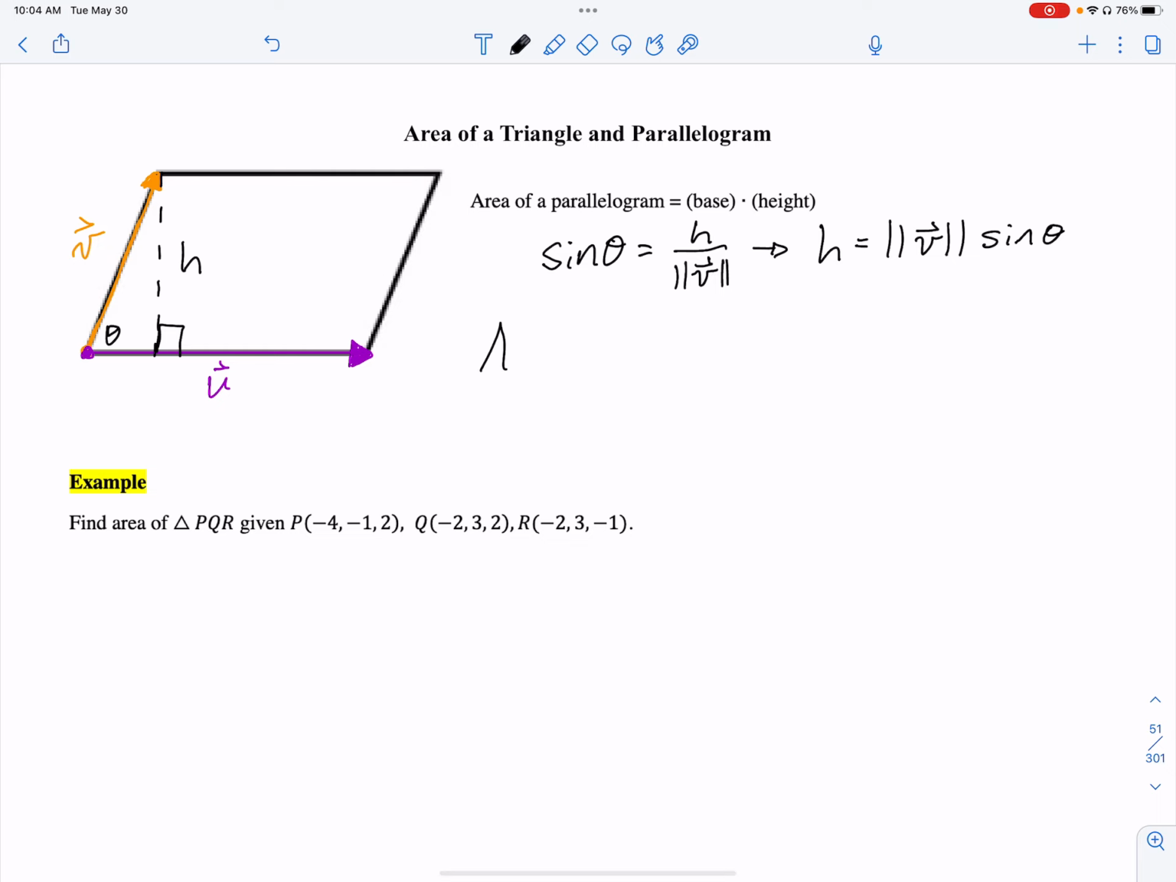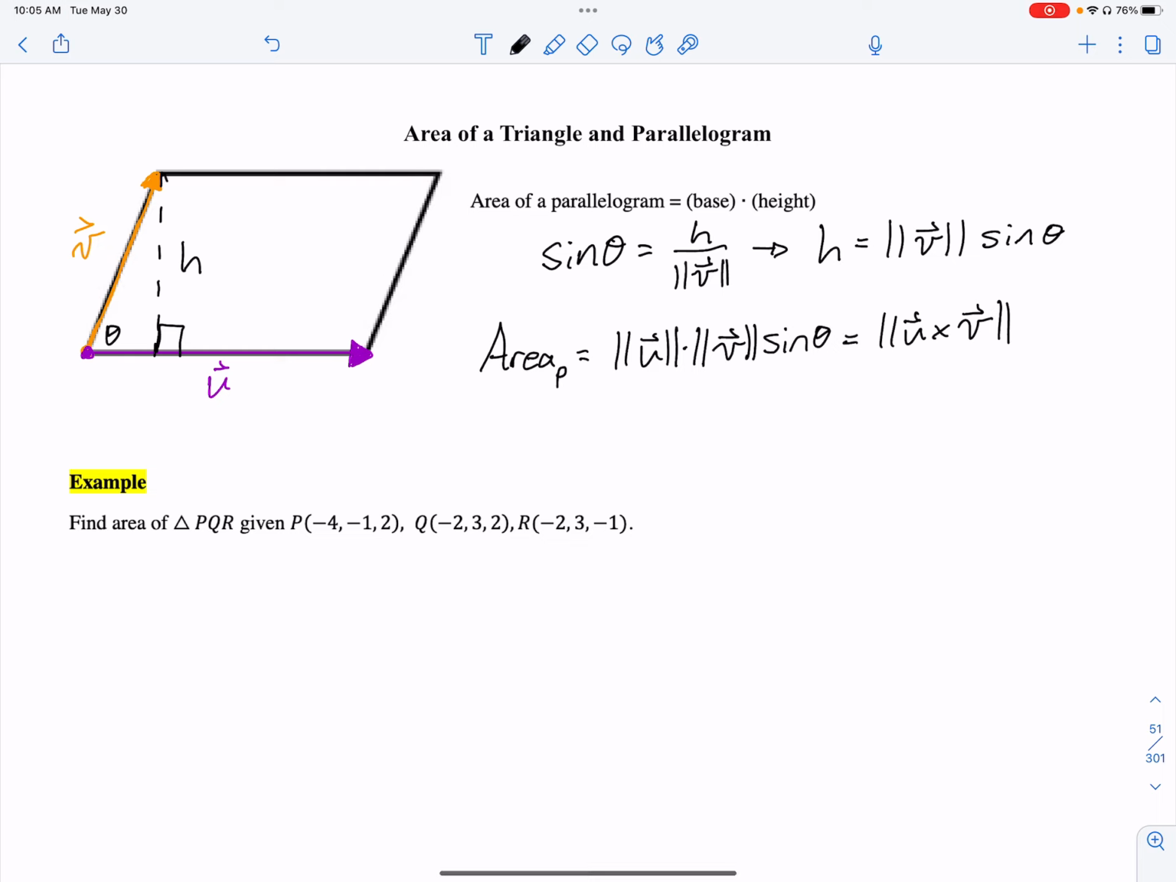Okay, so here's our area, and I'm going to put a P here for parallelogram because we're going to do a triangle in a moment. Area of the parallelogram, I need the base. The base is the magnitude of u times the height, which is the magnitude of v times sine theta. And we know from the last video, this is the same thing as the magnitude of u cross v. So that's kind of nice. The area of a parallelogram is literally just the magnitude of the cross product.